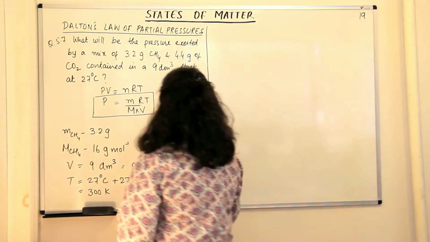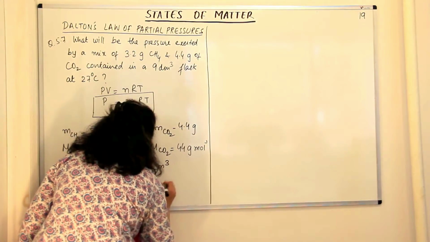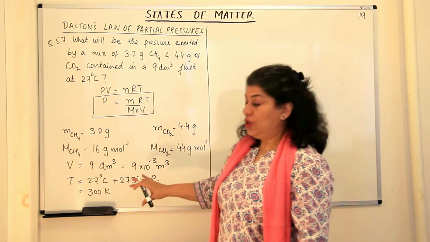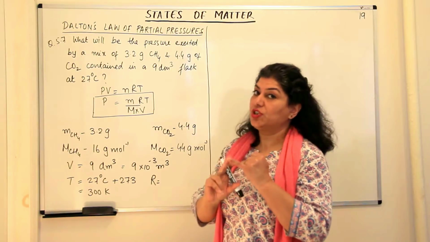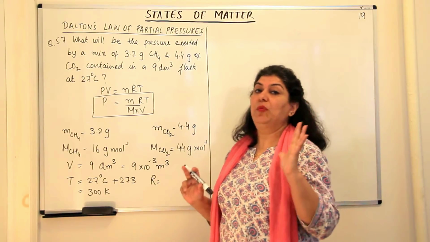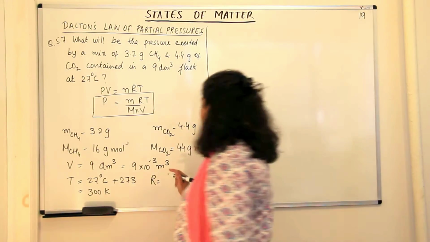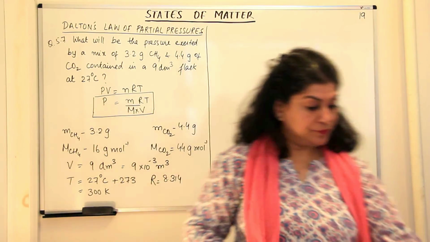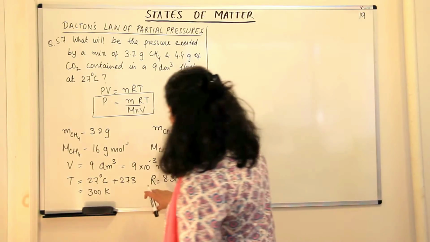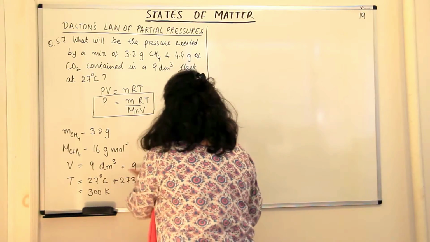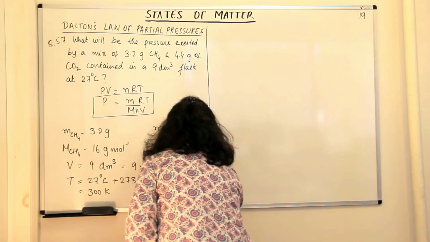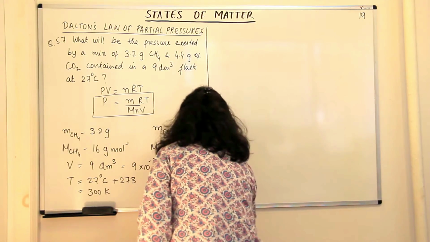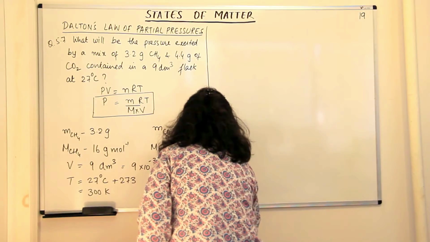Now what would the value of R be? The value of R that you choose depends on the units that you are using. The units of what? Pressure and volume. Mole and Kelvin remain the same. So for pressure and volume, it would be 8.314. Yes, 8.314. What is volume here? Meter cube. Pressure we calculate in Pascal, and per Kelvin per mole, right?